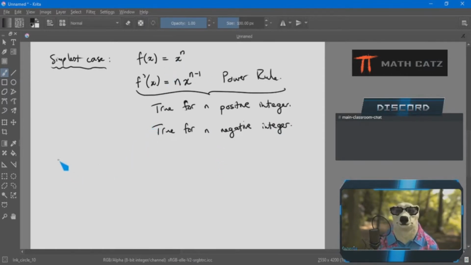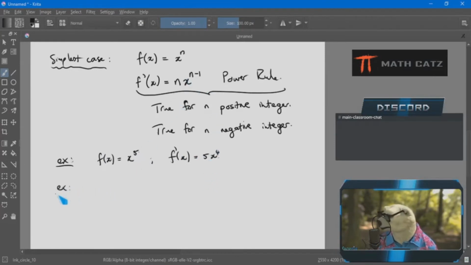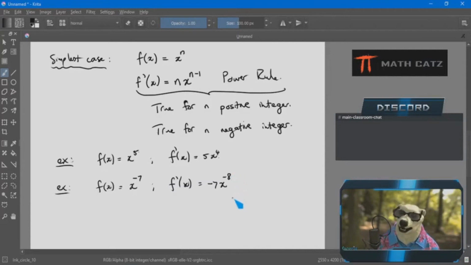And if we did, for example, a couple here, if we say let f be x to the 5, then the derivative is going to be 5x to the 4. So I just noticed that formula. If I look at a random negative power of x, let's say -7, then the derivative is going to be -7 goes in front, x to the 1 less, which becomes -8. So I always subtract 1 from the original power of x.